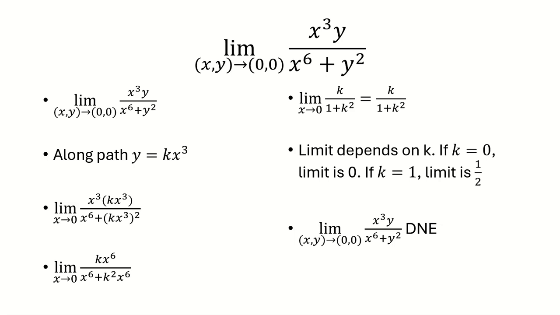And notice that the limit depends on the value of k. For example, if k is 0, the limit is 0. If k is 1, the limit is 1/2. So because we get different limits for different paths, we'll say that the limit does not exist.